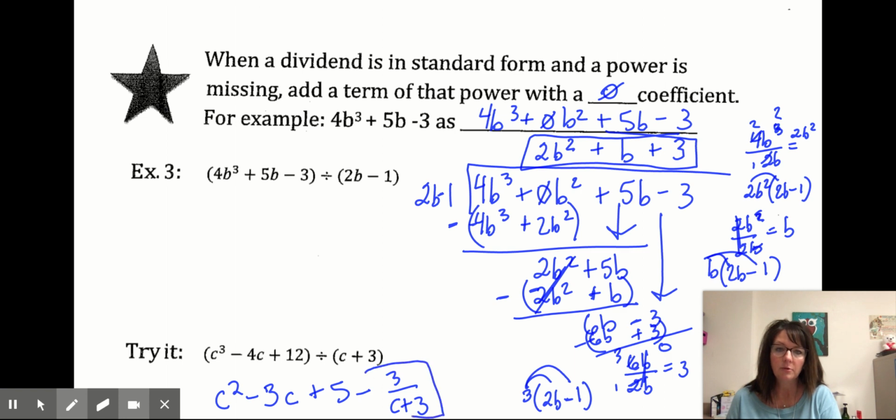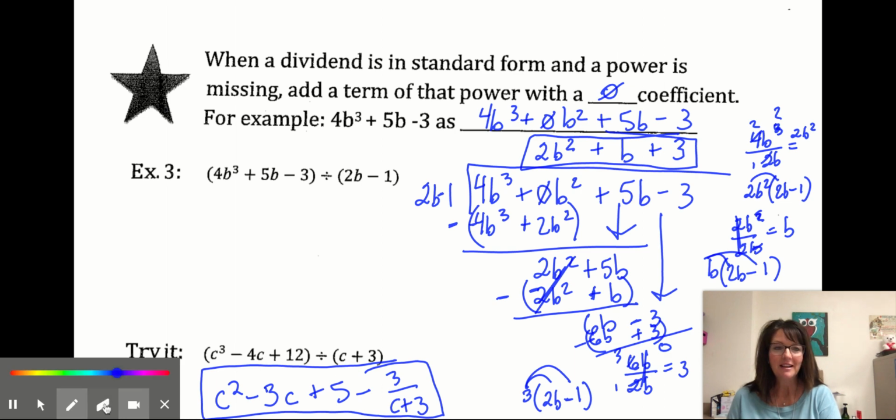And that has been division with polynomials, and we will be practicing these. So come to class with questions.